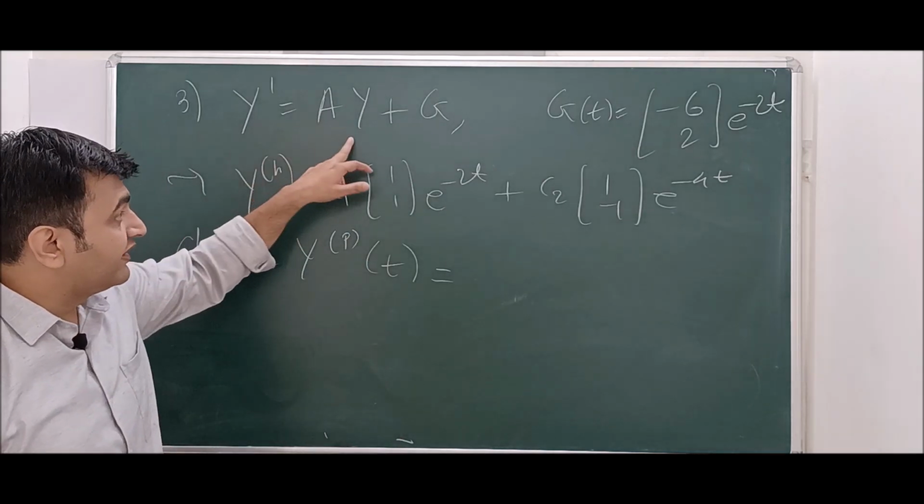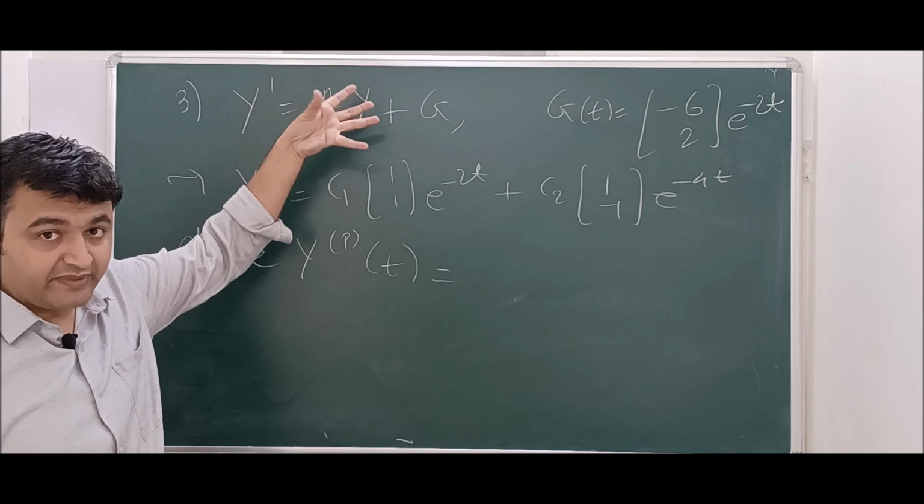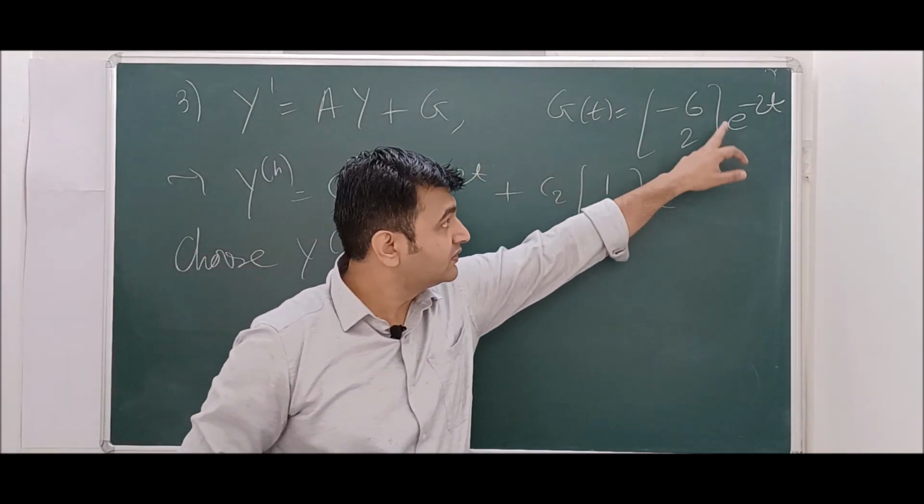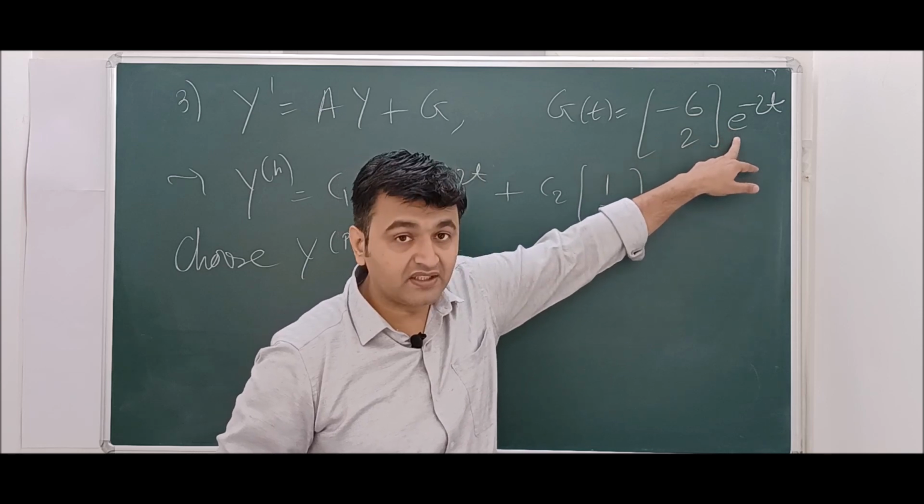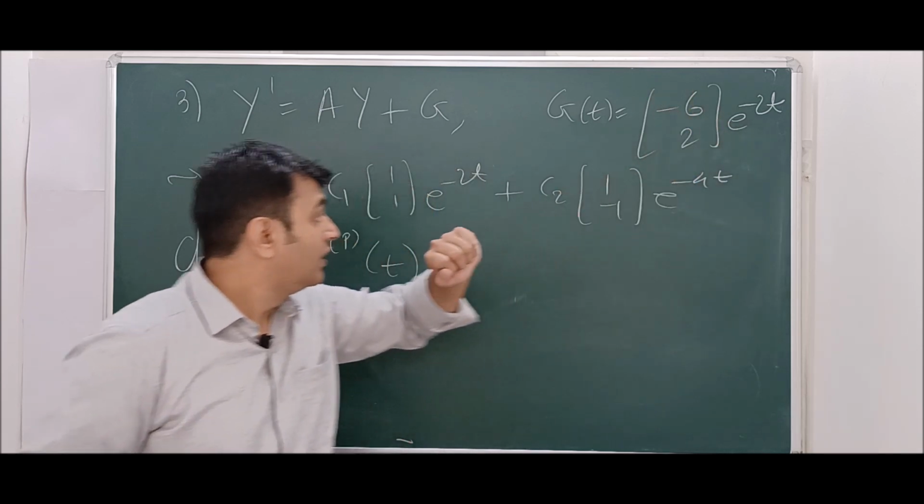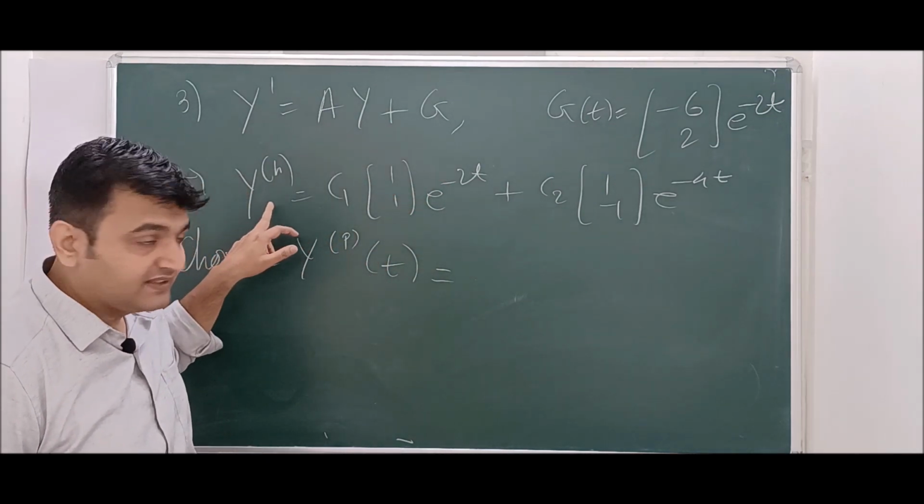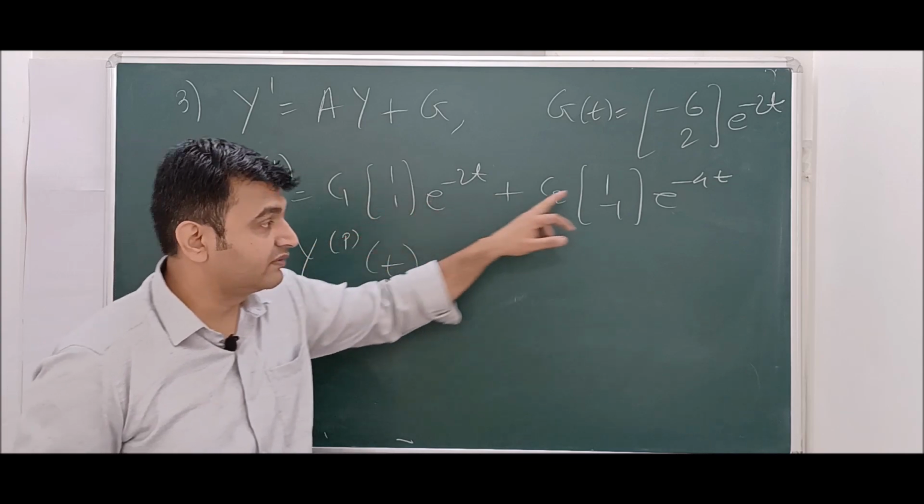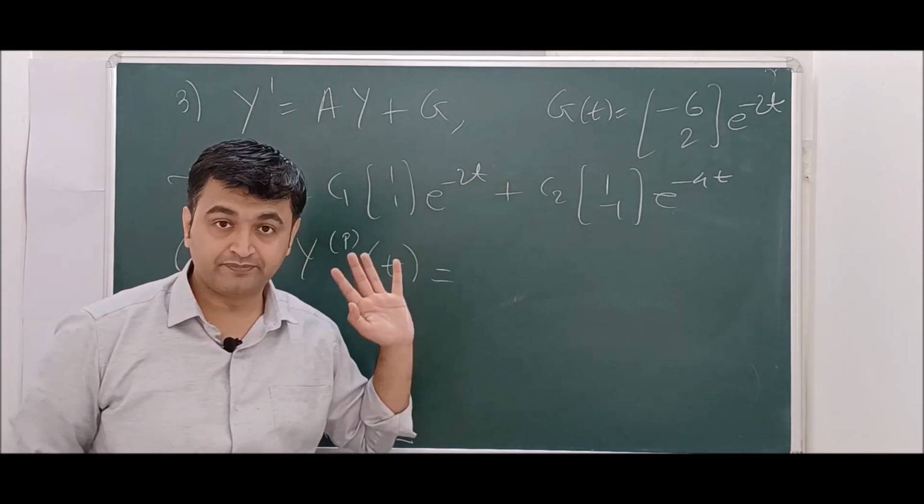So y prime is Ay plus g. Our A is the same matrix which we had in the first and the second example, and g is now minus 6 e raised to minus 2t. So for both the vectors it is e raised to minus 2t. The same thing: first you find yh. So the eigenvalues are minus 2 and minus 4. The eigenvectors were (1, 1) and (1, minus 1). So this is your yh.